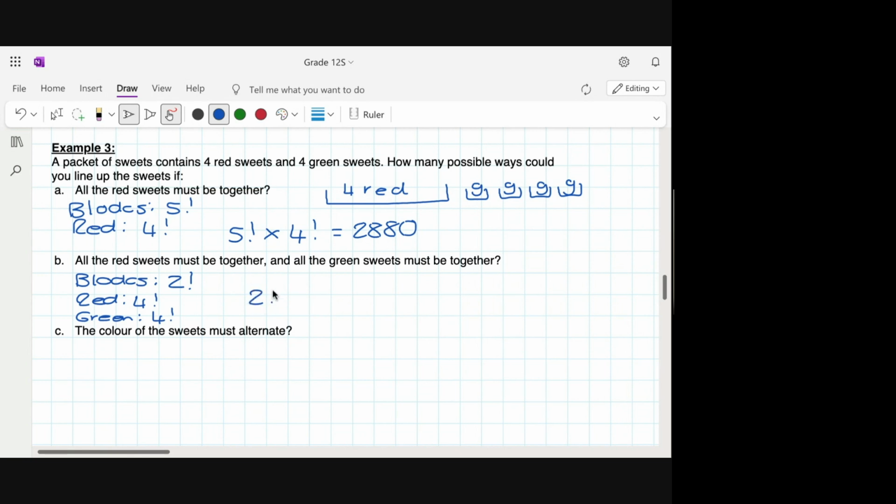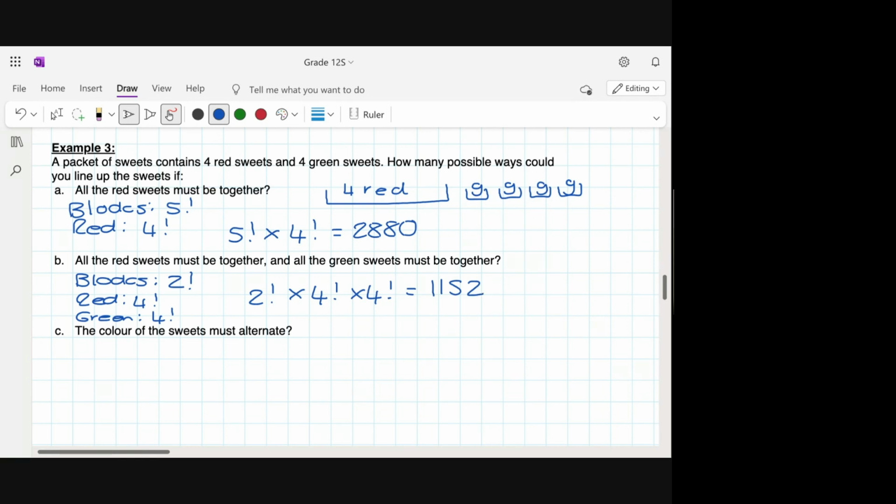So I've got 2 factorial times 4 factorial times 4 factorial. And when I do that, I get 1,152. Let's see what you did for the next one.